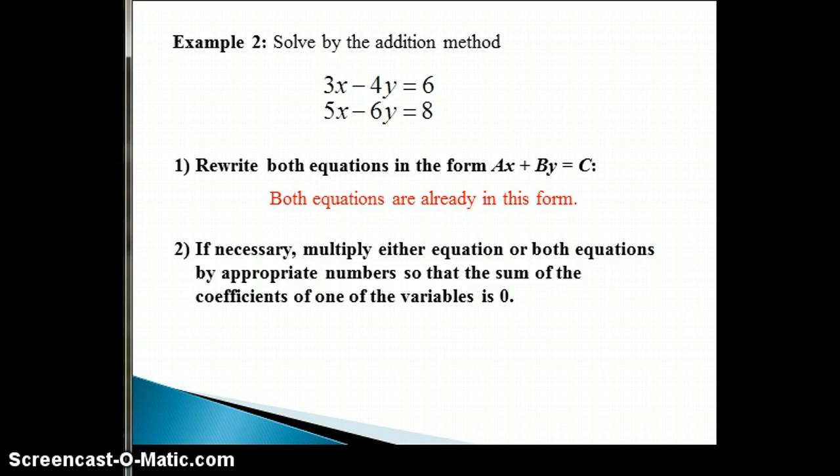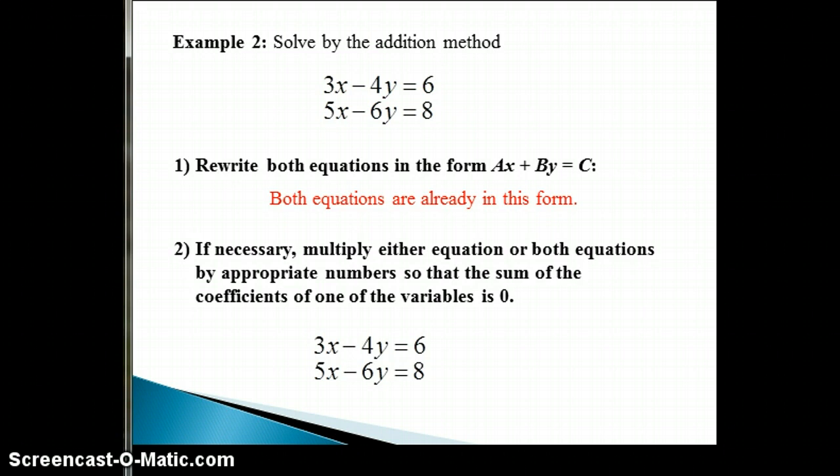Thus, the next step is to multiply either or both equations by appropriate numbers so that the sum of the coefficients of one of the variables is 0. Since none of the coefficients on the x's or the y's are 1 or negative 1, and neither of the pairs of coefficients are multiples of each other, we will need to multiply both equations by a number.